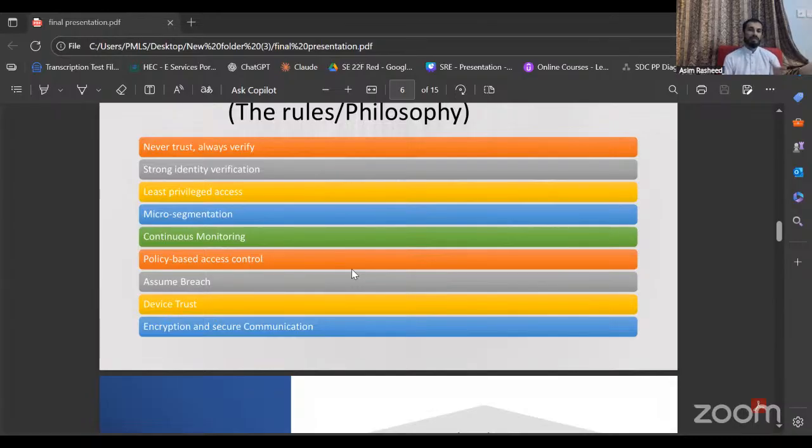And next is micro segmentation. The network is segmented and isolated to reduce the blast radius. And continuous monitoring: systems are constantly monitored for threats. Policy-based access control means access is determined by strict policies. Assume breach: we operate on the assumption that our defense systems may be compromised, so we design our system accordingly, as threats may have already infiltrated or are about to happen. Device trust is necessary: every device is checked before it enters the system. And finally, encryption and secure communications mean protecting data by encrypting it, whether at rest or in transit.